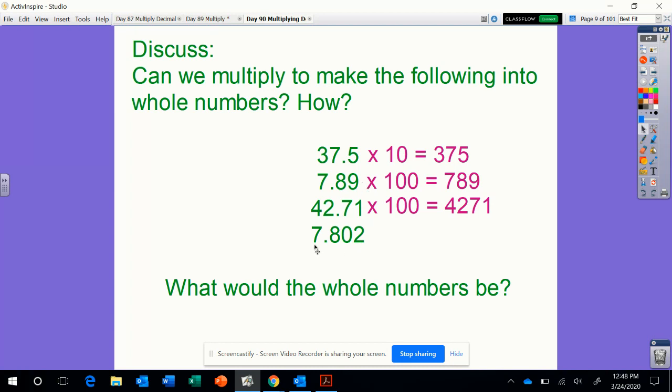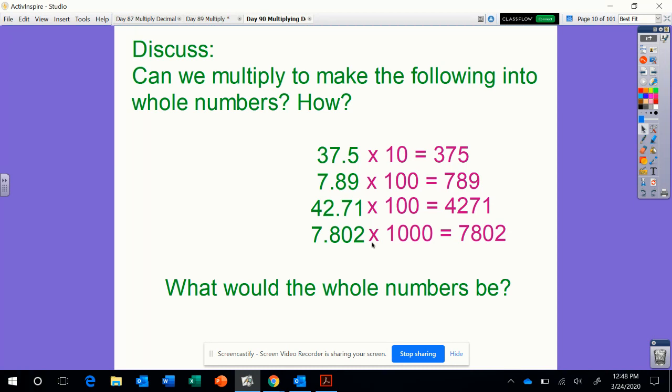Now, based on that knowledge, we have 7 and 802 thousandths. So think about the place value. How many times do we have to multiply to get rid of it? 1,000. And there we go. So that would make them whole numbers.